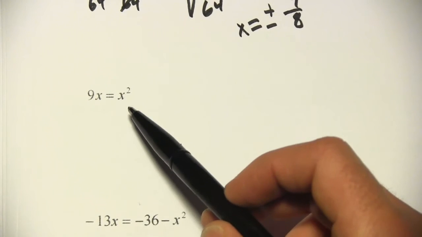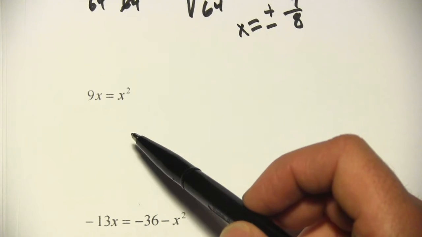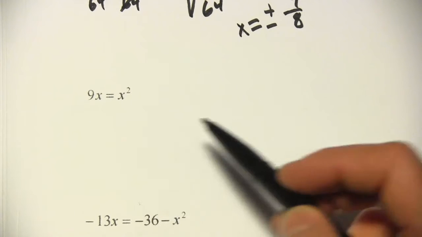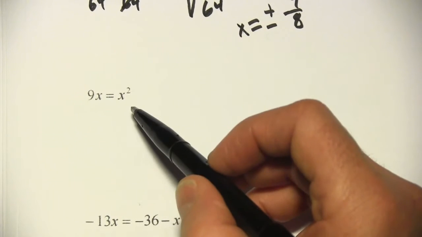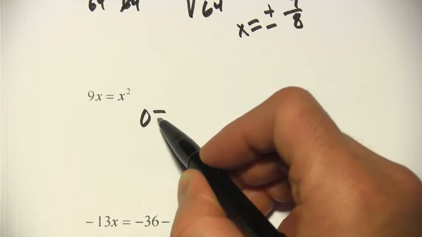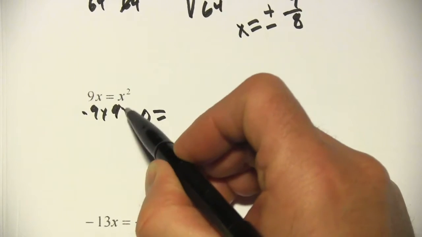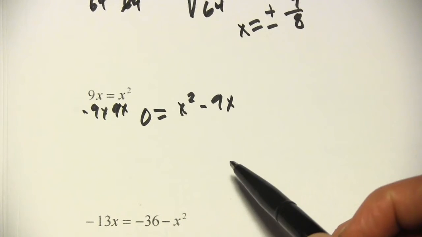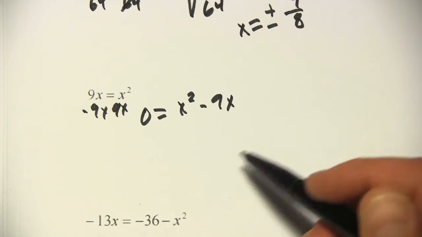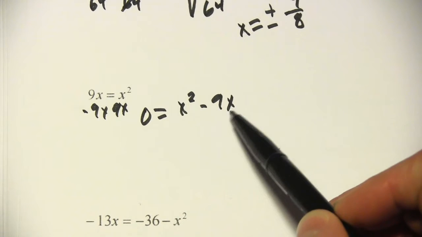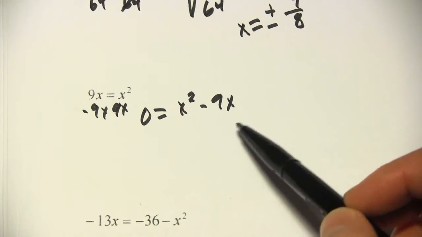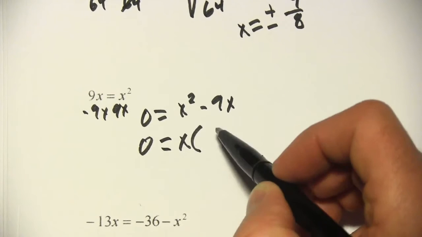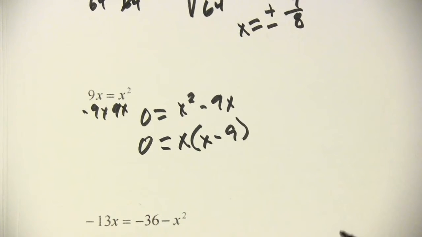Here we have 9x equals x squared. What I'm going to do is something we often do with quadratics, and that is to get everything on one side and set it equal to 0. I can do that by subtracting 9x. So I'm going to have 0 equals x squared minus 9x. When we have it in this form, it's easy to do something called factoring. I'm looking for what's the same in both of these terms, and they both contain an x. So I can factor out an x: x times x minus 9.